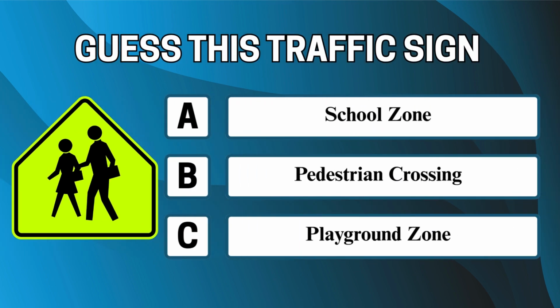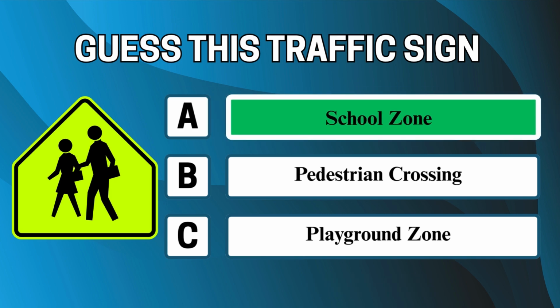Which traffic sign is this? A. School zone. B. Pedestrian crossing. C. Playground zone. Exactly, it is the school zone sign.